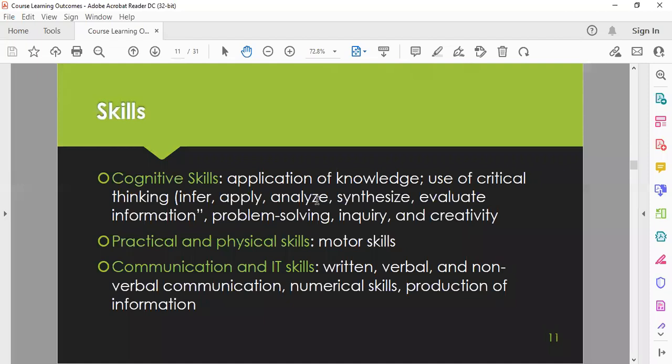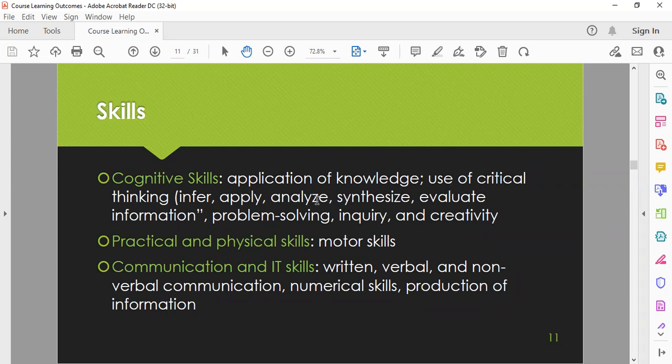It is the application of knowledge. The first domain was the different types of knowledge that we get from theories, from concepts, from procedures. But here, let's apply the knowledge that we have gained from those theories, or help the students apply them. How can they do that? Through the use of critical thinking. We have to train our students in different courses in the abilities and skills to infer, to apply, to analyze, to synthesize, and to evaluate the information they have.